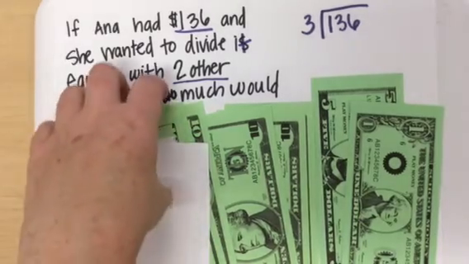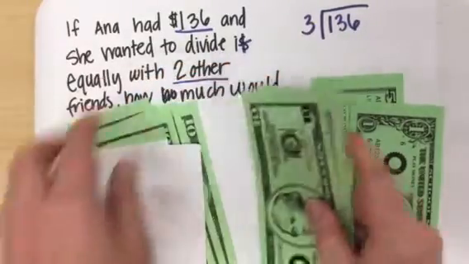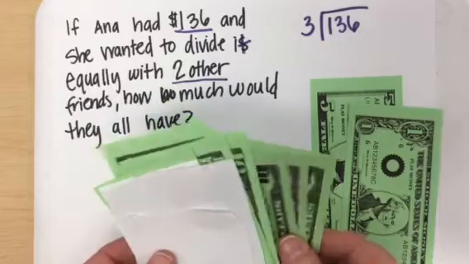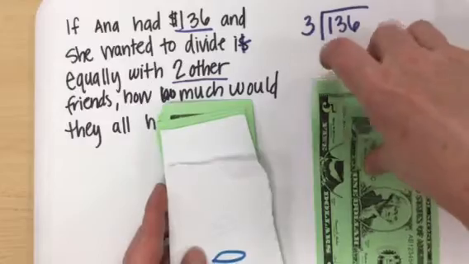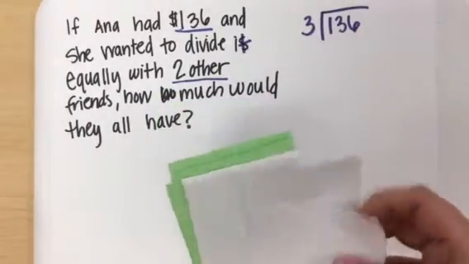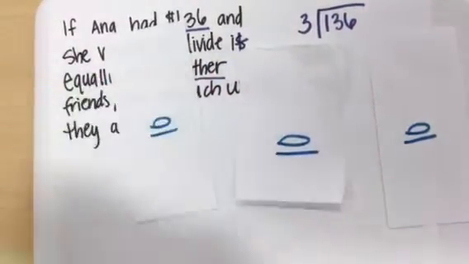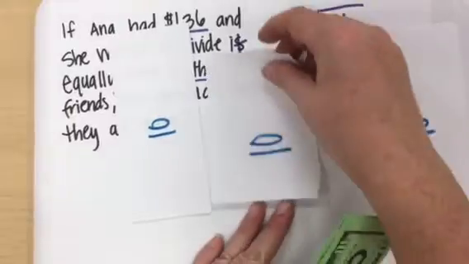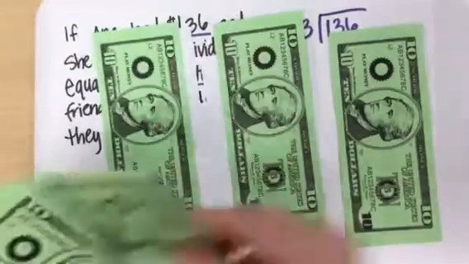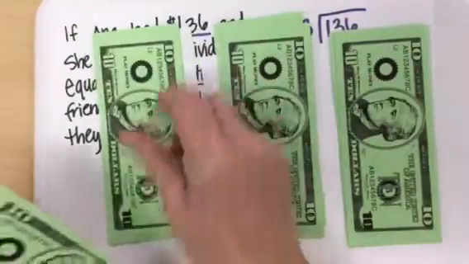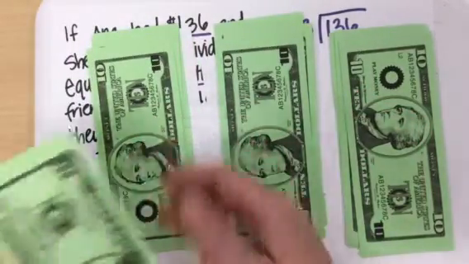All right, so I've got 10 tens, which makes 100. I've still got 3 tens here, so we can combine those for 30, and then I've got my 6 here. So the first step is I'm going to divide this into 3 different groups. So I've got 1, 2, 3. One, two, three. 1, 2, 3. I've got 1 left over.